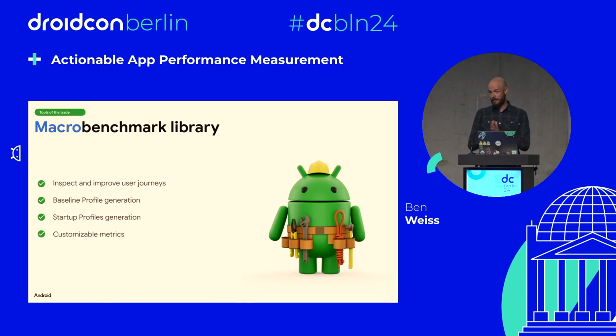The one that I want you to focus on first is the macro benchmark library. A handful of reasons why I want you to focus on that is, firstly, it is used for baseline profile generation. You can generate baseline profiles by hand if you want to, but I would recommend heavily against that because you will fall into a lot of different problems. So use the macro benchmark library, and what that does is use UI Automator to generate a user journey.